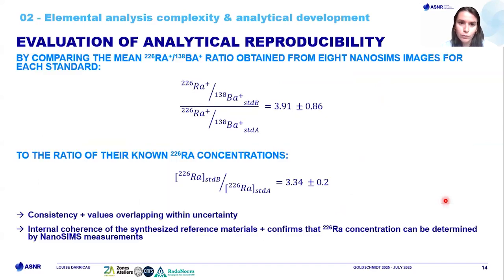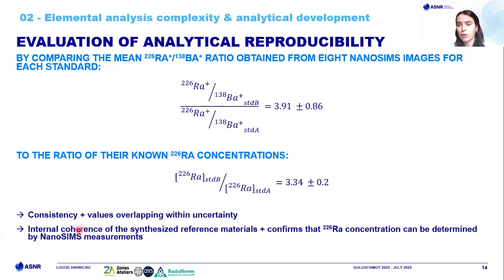And we also wanted to see if we could use this standard for quantitative analysis. So we compare the radium-barium ratio of the standard B against the standard A. And we compare it also to the radium concentrations, the one we know because we synthesized it, standard B against standard A. And we obtain really similar results, with the values overlapping within the uncertainty.